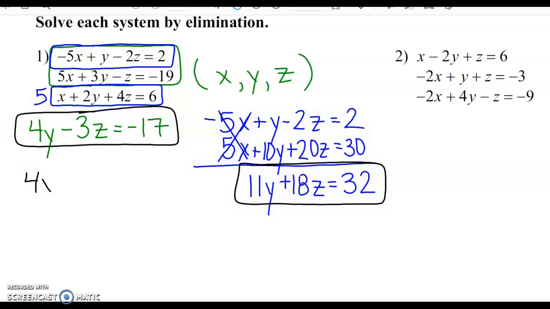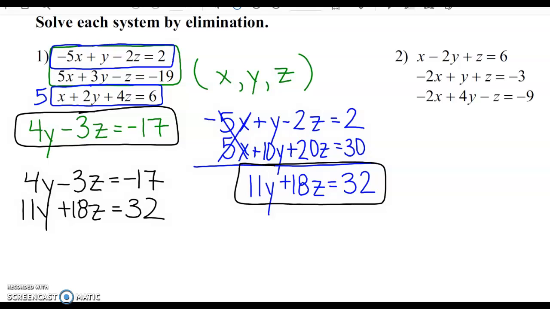So I have 4y, I'm just going to rewrite it to make it pretty, minus 3z equals negative 17, and 11y plus 18z equals 32. So you can ignore everything else and just look at this system I just wrote in black. That is like the 2 equation system that we were doing in Algebra 1. So I can just focus here for now.